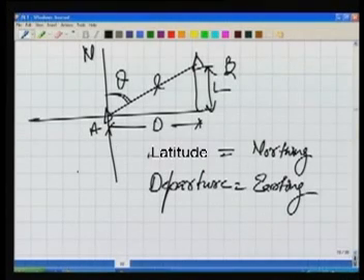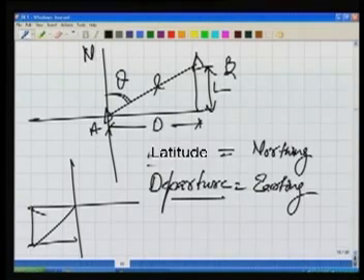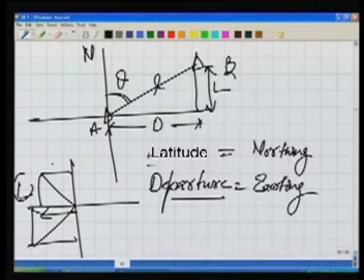Depending on which quadrant, for this line both latitude and departure are positive. If a line is here, both will be negative. If a line is here, one will be positive, one will be negative. The latitude will be positive, departure will be negative. So depending on which quadrant we are talking about, we can compute these values like this.